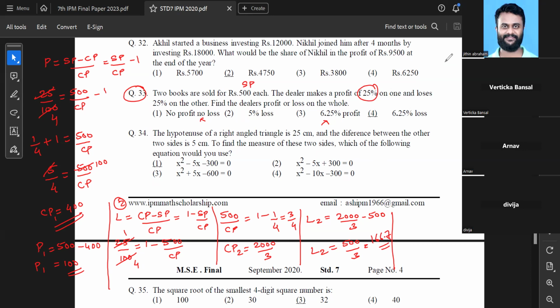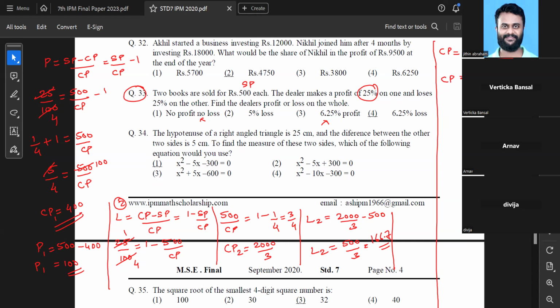So overall, loss hai ya profit hai? How do we find? In that case, I have to find the total cost price. So the first cost price is 400. The second cost price is 2000 upon 3. So that will give me the total cost price to be 400 plus 2000 upon 3. That will give me 1200 plus 2000, that is 3200 upon 3. So this is the total cost price.